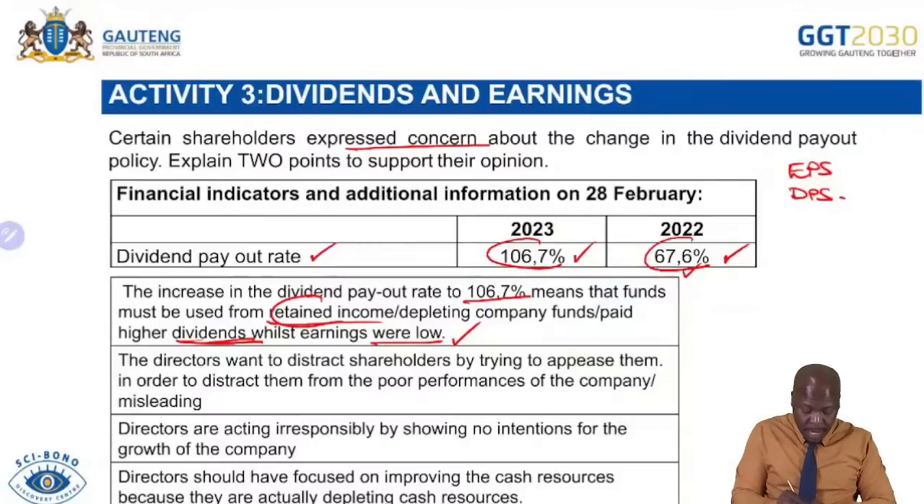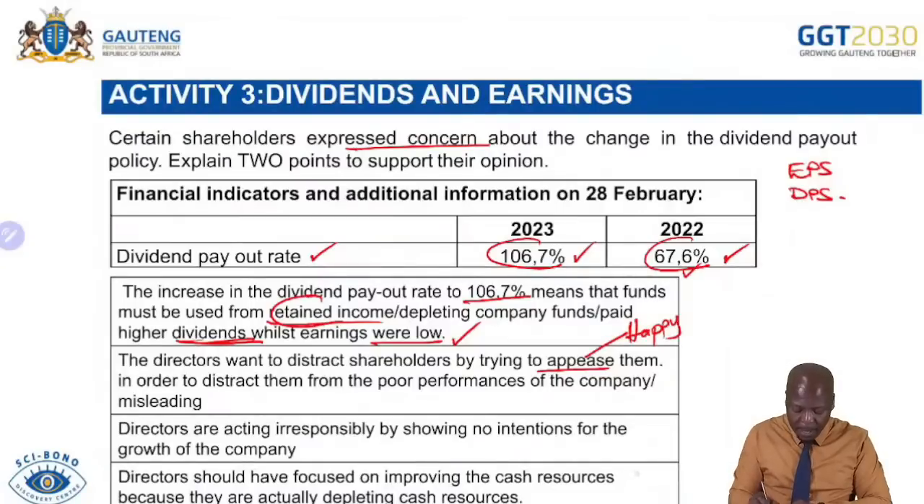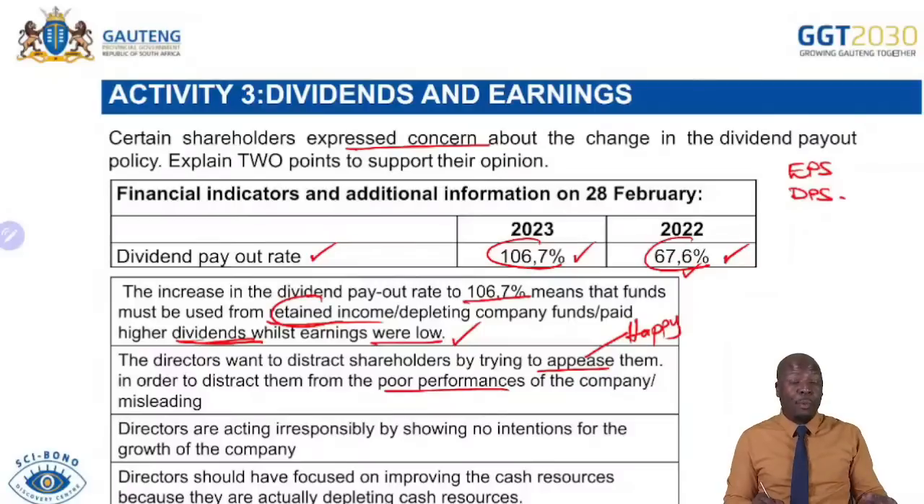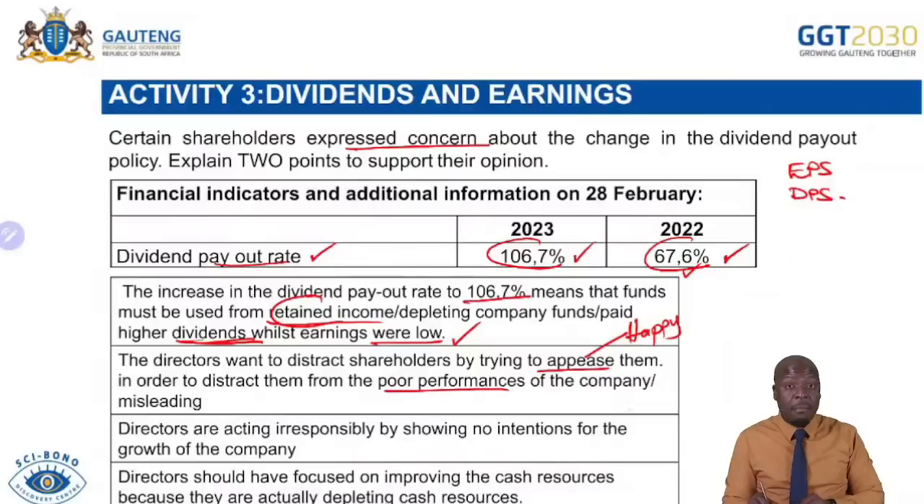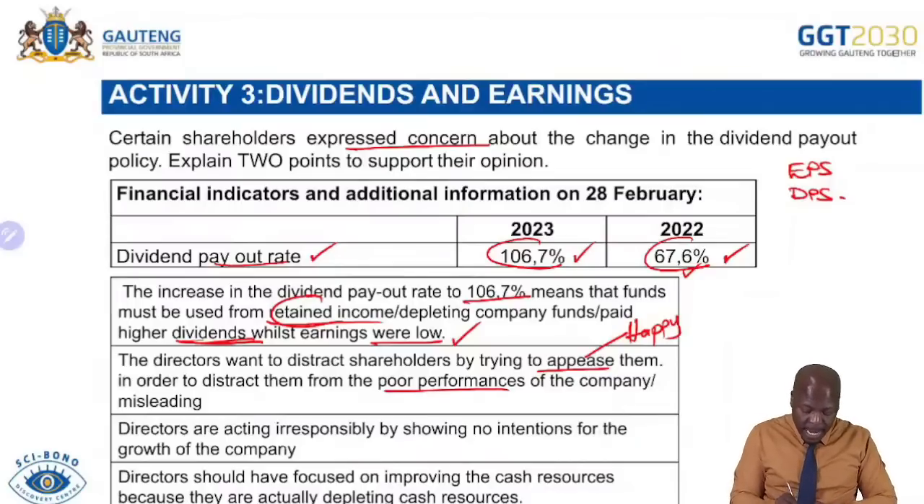The next point is, the directors want to distract shareholders by trying to appease them. To appease them simply means to make the shareholders happy. All right, to make the shareholders happy in order to distract them from the poor performance of the company. Remember, the company is performing poorly. So in order to make the shareholders happy, the directors decided that they give a higher dividend payout rate such that they can make them happy. Directors are acting irresponsibly by showing no intentions for the growth of the company.